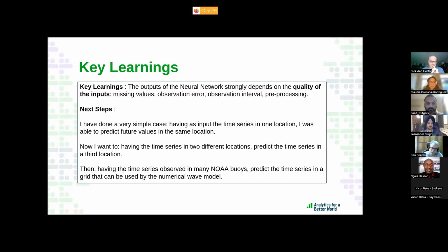And for the next step, well, I have done a very simple case. Having as input one time series in one location, I was able to predict future values in the same location. Now, I want, having time series in two different locations, predict the time series in a third location. And then for the future, I want, if I have the time series observed in many NOAA buoys, predict the time series in a grid, covering an area, which can be used by the numerical wave model that I use for the wave forecast.